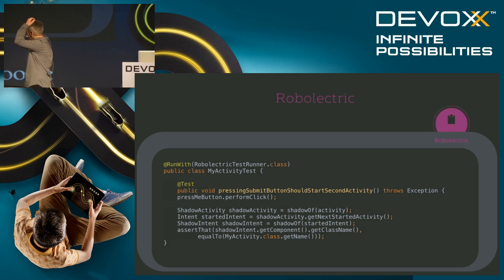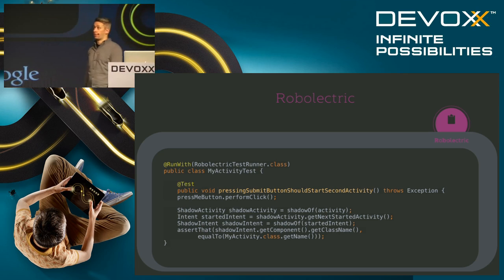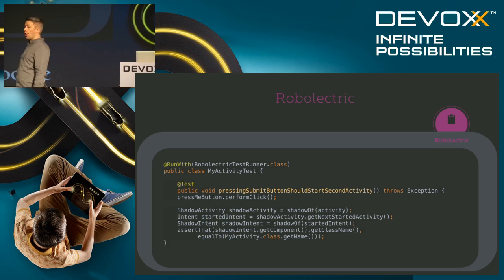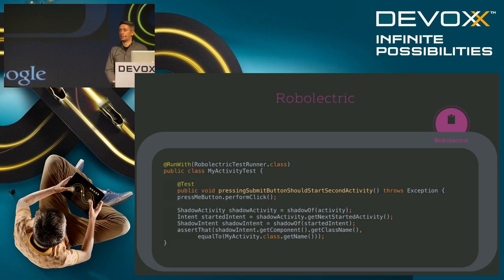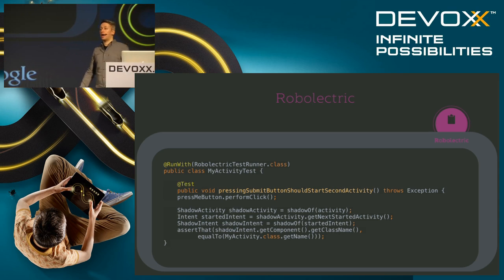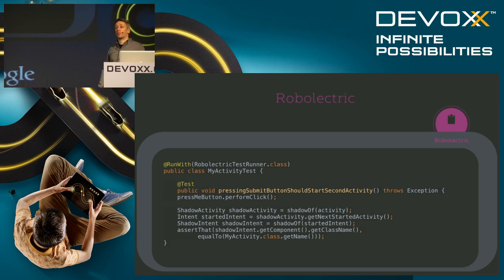What we see here is how you can interact with an application from Roboelectric, and how, although you are running outside of a real device, it can take the actions and the behavior of a real app into consideration. So you see, we start with a button and we perform a click. Then we get a shadow of the activity, as said. Roboelectric will work with shadows of the Android classes.